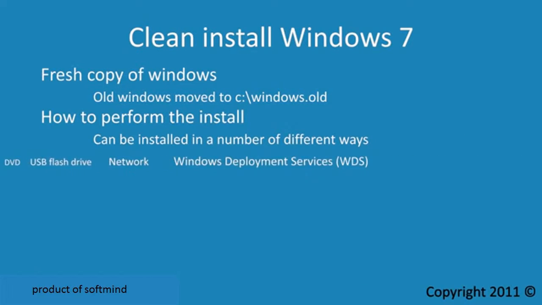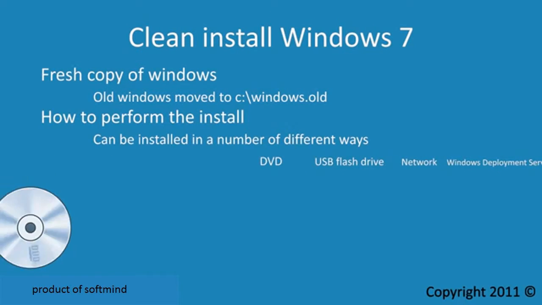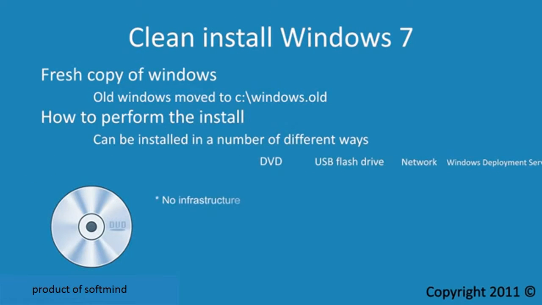The simplest way is by using the DVD. Using the DVD requires no infrastructure. If you only have a few installs of Windows 7 to perform, this is the best way. However, if you have a lot of computers on which to install Windows 7, this method may not be practical. Either way, you will need to make multiple copies of the DVD, or you will only be able to perform one install at a time.